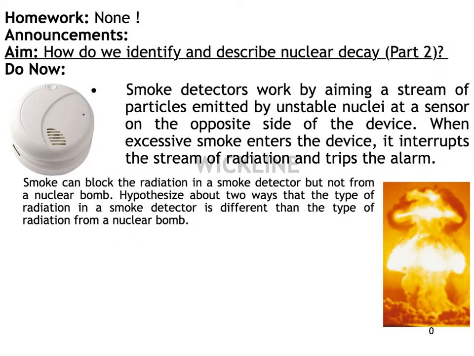So this is your do now. The part that you would need, I guess you don't need to copy down every single one of these words, but what you could do is summarize the question into just its most important parts and then have an answer. You need to hypothesize about 2 ways that the type of radiation in a smoke detector might be different than the type of radiation in a nuclear bomb. But we'll do that in class, but you do need to copy down the question. And it'll go on a separate piece of paper, and you should put it in classwork in your binder.